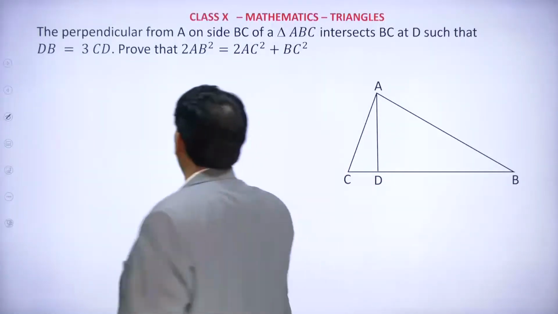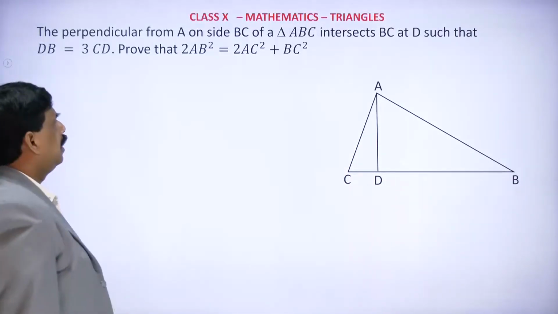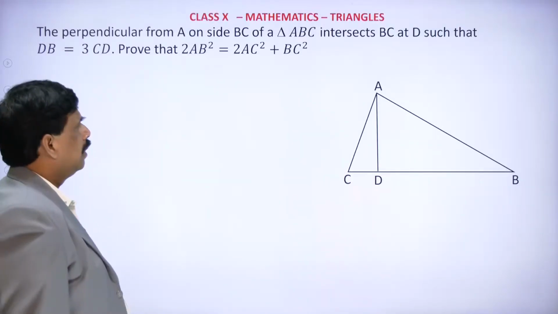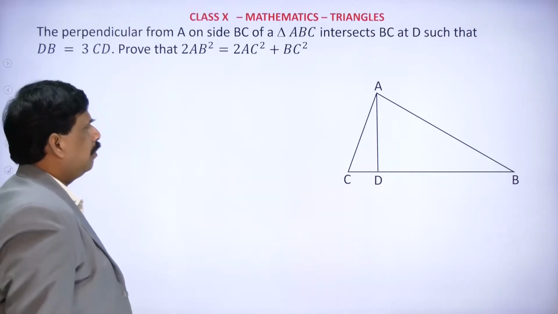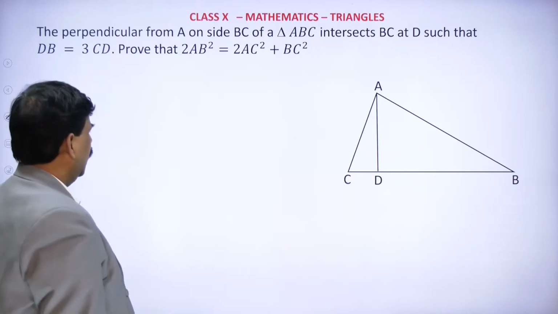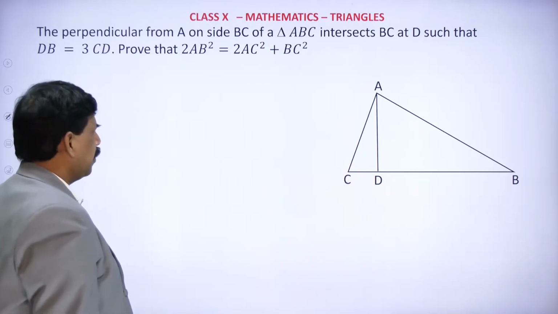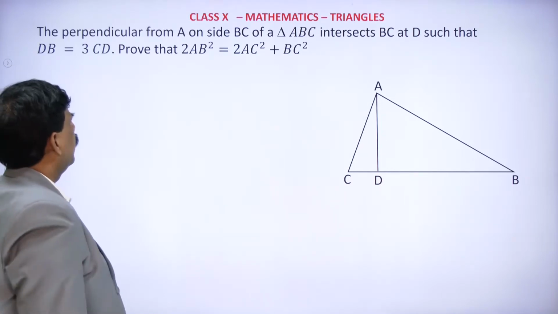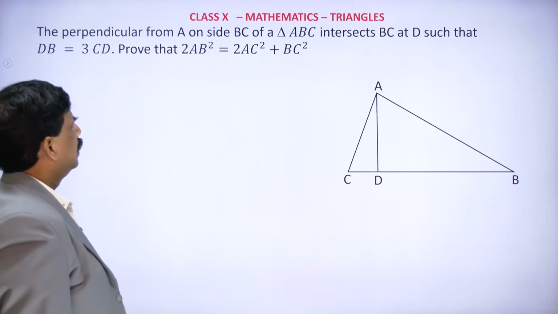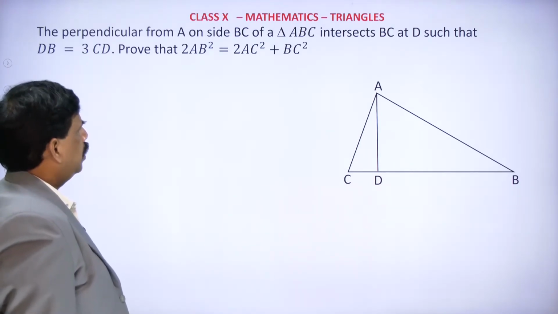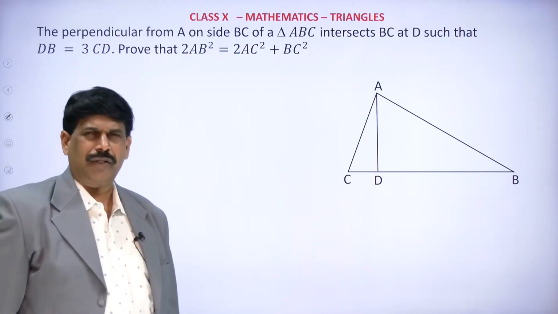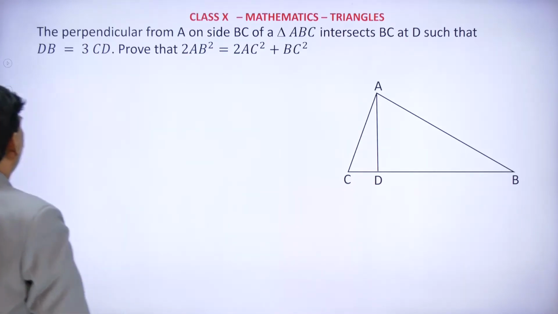The perpendicular from A on the side BC of a triangle ABC intersects BC at D such that BD is equal to 3CD. Prove that 2AB square is equal to 2AC square plus BC square. That is the question. So what is given here?